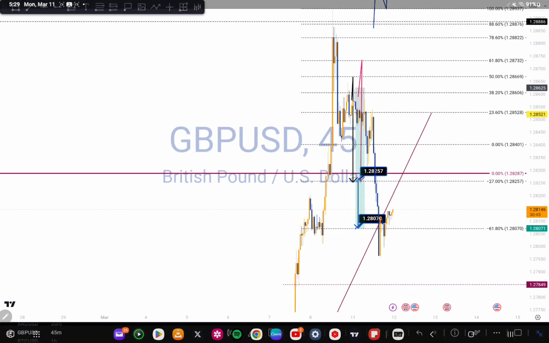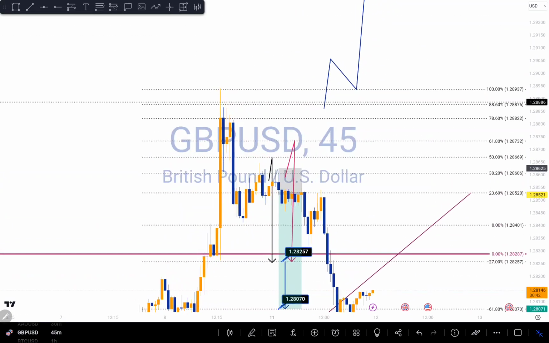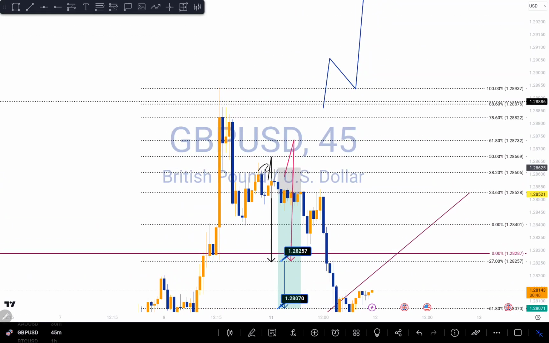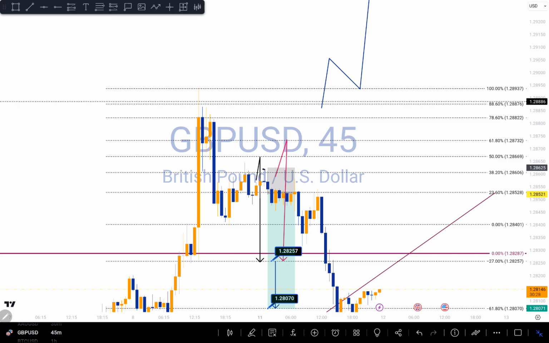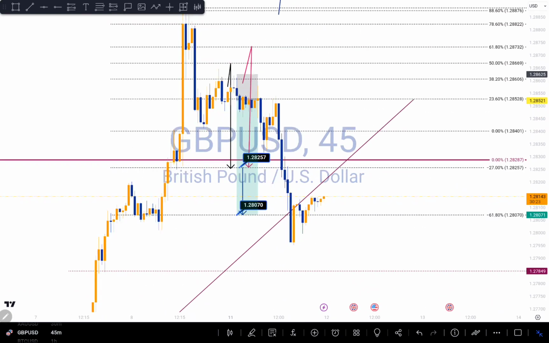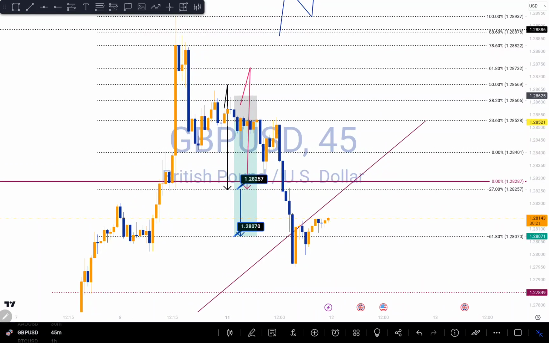So as we can see right here, we saw this M pattern with multiple rejections around the 38.2% fib level. I entered my trade off of my 23.6% fib level, put my TP a little bit above the previous high, then we dropped to the downside, right? That was beautiful, just like I mentioned to you guys.